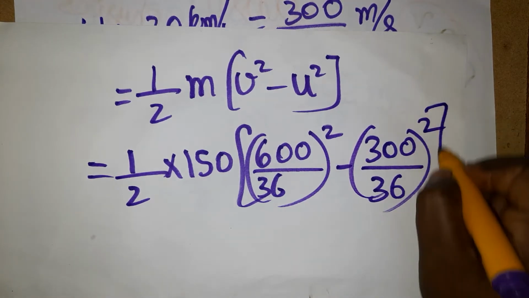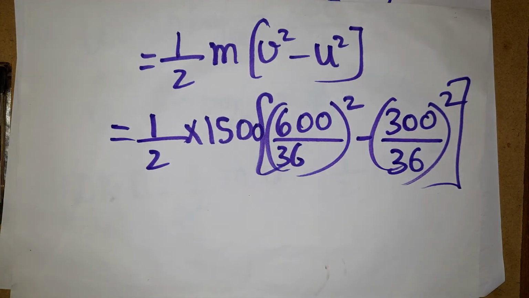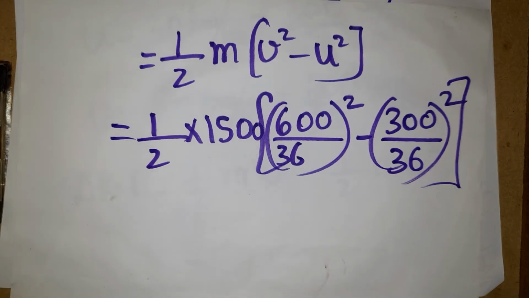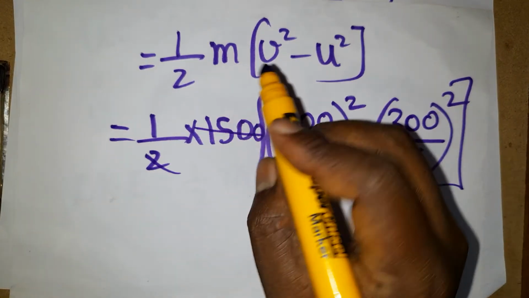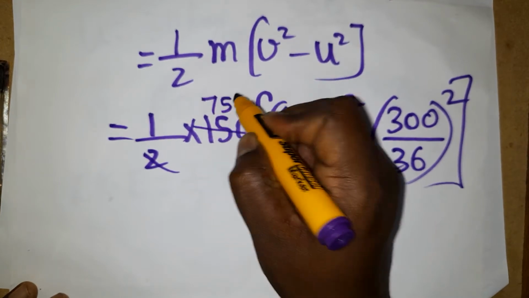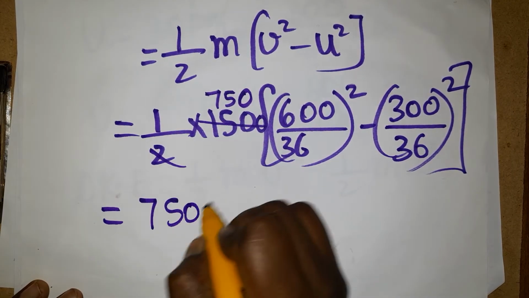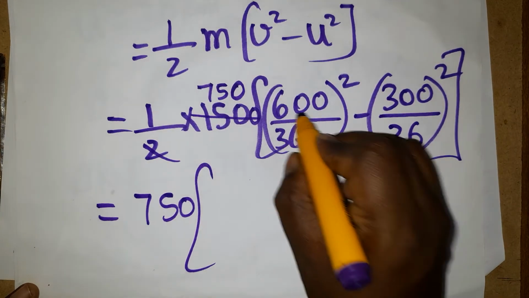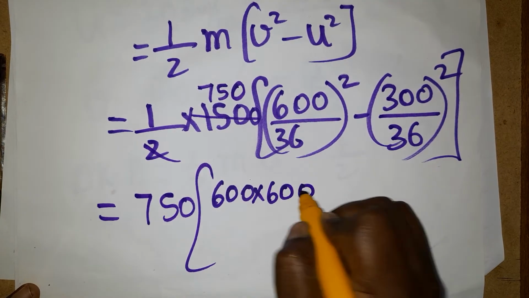Very simple calculation only. Here the mass is 1500, so first I am going to cancel the value. 1500 divided by 2, exactly half of 1500, is 750 kg. The mass is 750. So now what am I going to get? Slowly you can do 60 into 60, 600 into 600 2 times.